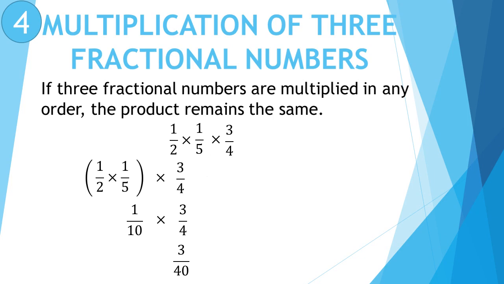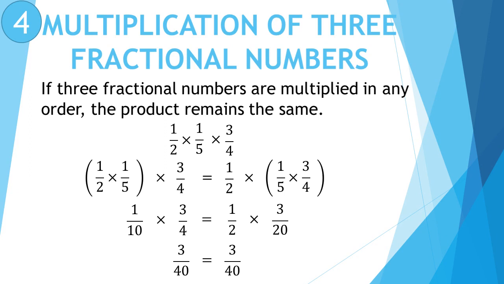In another case, take 1 upon 2 as it is and write 1 upon 5 and 3 upon 4 in bracket. According to BODMAS, we solve the bracket first. So write 1 upon 2 as it is and do the multiplication. 1 3s are 3 and 5 4s are 20. So the fraction is 3 upon 20. Again, multiply numerator by numerator and denominator by denominator. 1 3s are 3 and 2 20s are 40. So the fraction is 3 upon 40. So we observe that product in both the cases is same. Means if three fractional numbers are multiplied in any order, the product remains the same.